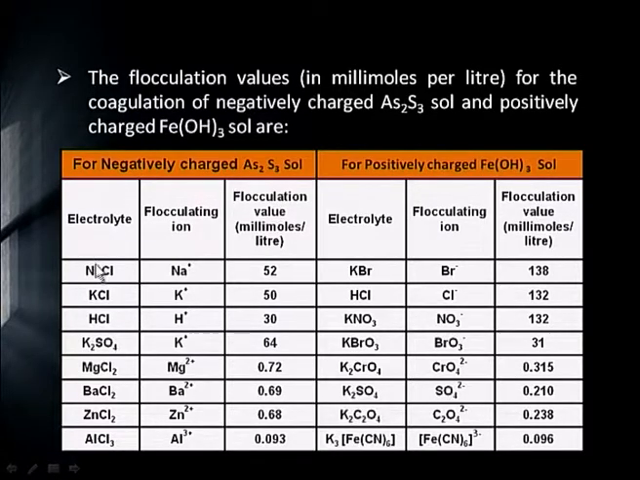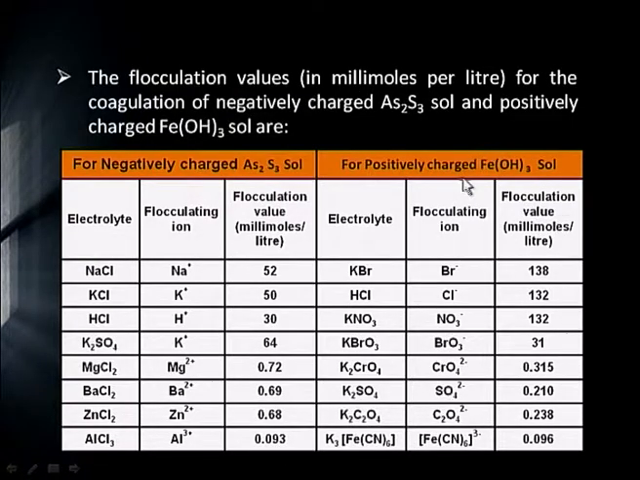You can clearly see the names of the electrolytes: sodium chloride, potassium chloride, HCl, etc. The flocculating ions for arsenious sulfide sol, which is negatively charged, are positive ions: sodium, potassium, hydrogen, magnesium, barium, zinc, aluminum. And you can read the flocculation values which are given here. For the univalent ions which are given here, it is around 50, 52, 50, 30, 64. You can note the exception somewhere here where it is hydrogen ion. Then magnesium ion, which is much less, 0.72, 0.69, 0.68, and aluminum ion, it is 0.093.